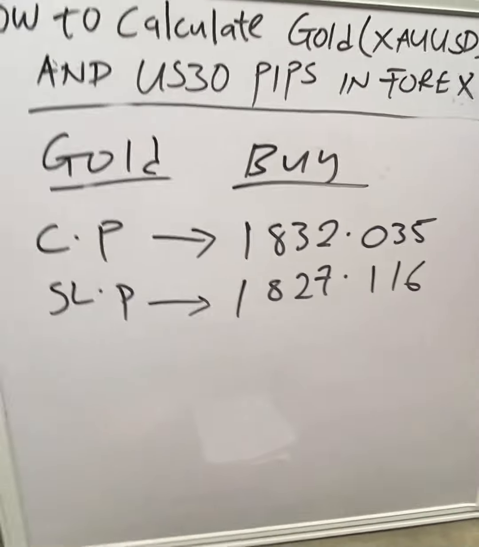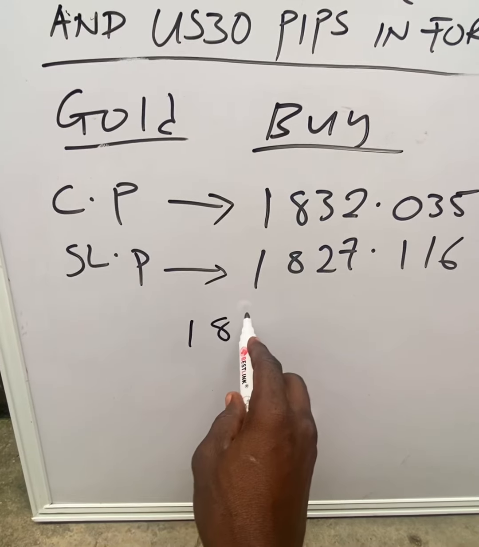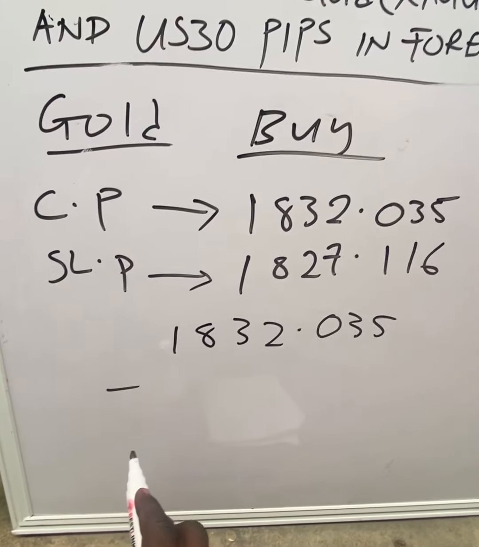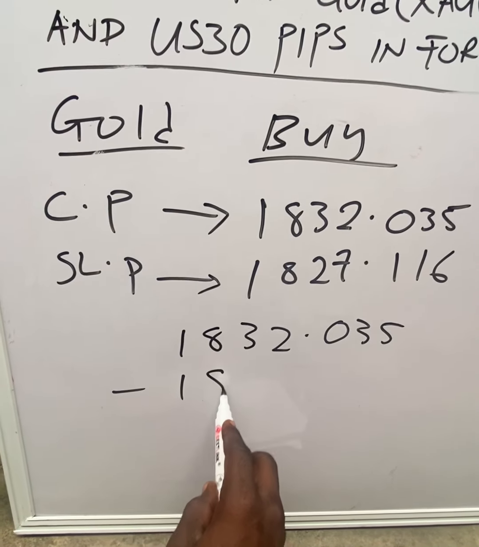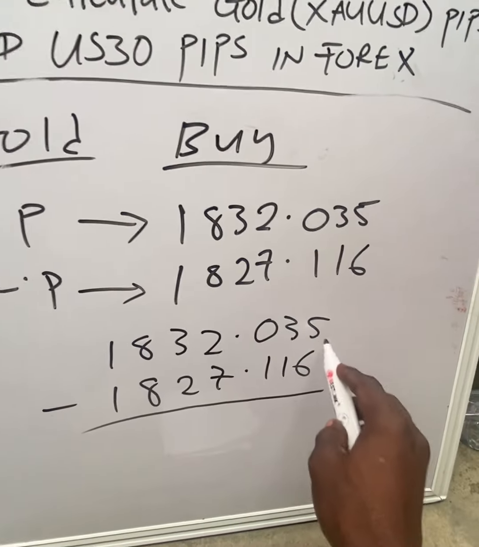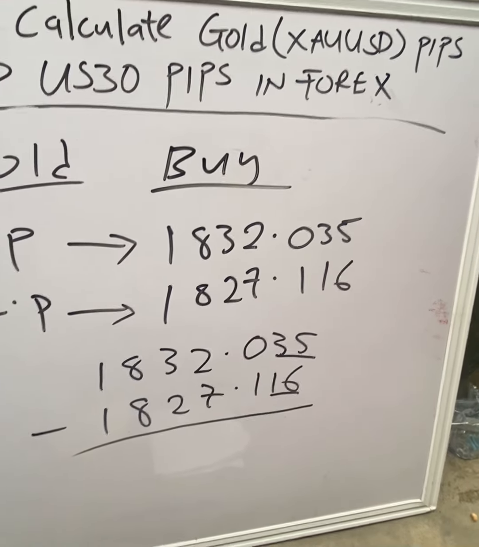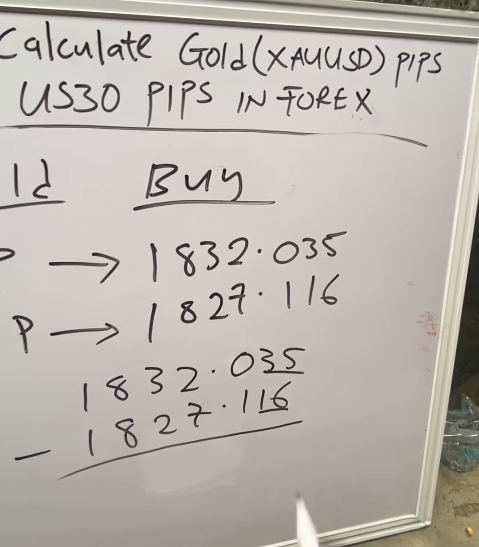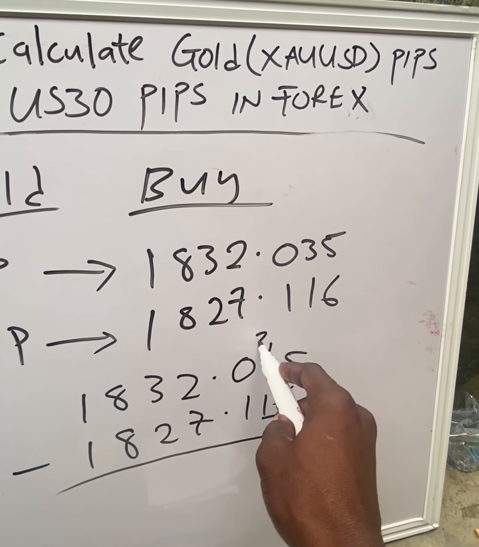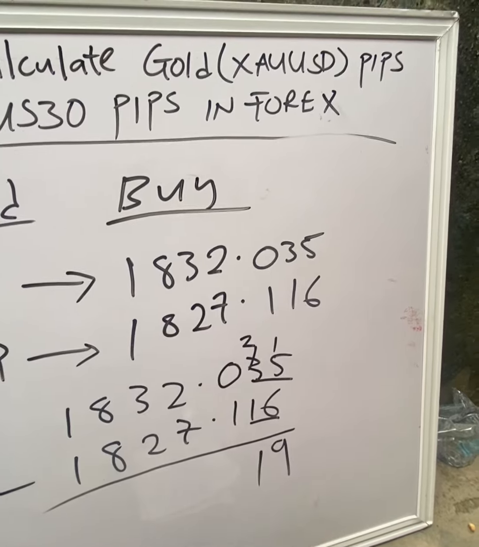So what we just have to do is come here and check 1832.035 minus 1827.116. 5 minus, this is pipettes. These are pipettes, but you still have to calculate them. Even though they are still pipettes, you still have to calculate them. So 3 minus 6, 5 minus 6 rather. Impossible. Borrow 1 here, remains 2. We have 15 minus 6, we have 9. 2 minus 1, we have 1.